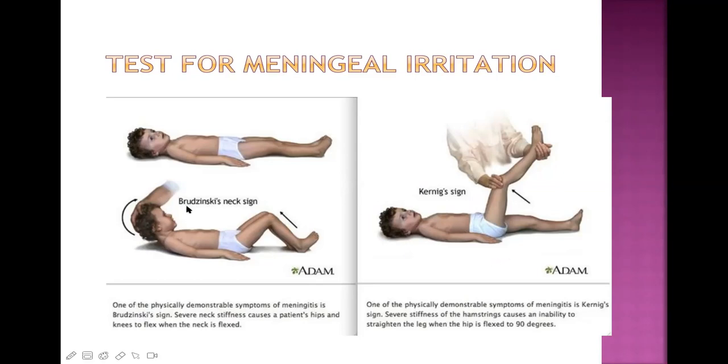Now, Brudzinski sign is even easier than Kernig. Just simply flex the neck. When the patient lies in the supine position, if there is meningeal irritation, both hip and knee will be flexed, or they are drawn upward. This is called Brudzinski's neck sign. So these are some of the important points for you.